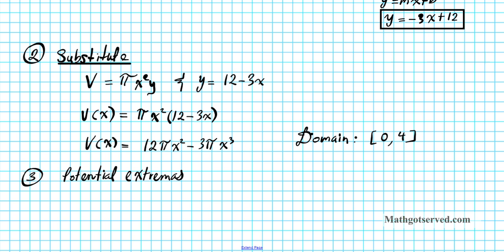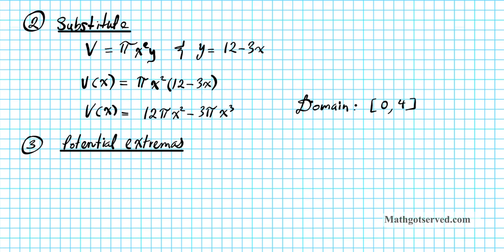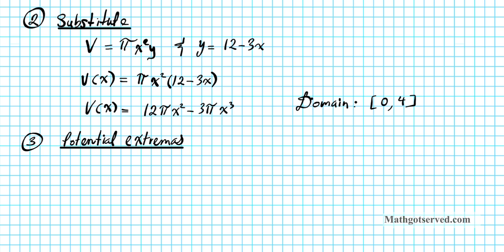All right, so the endpoints are automatically potential extremas that will be considered, but we also have to find the critical points, okay? Because we know potential extremas are your endpoints and critical points. We already know our endpoints, so let's look for our critical points.